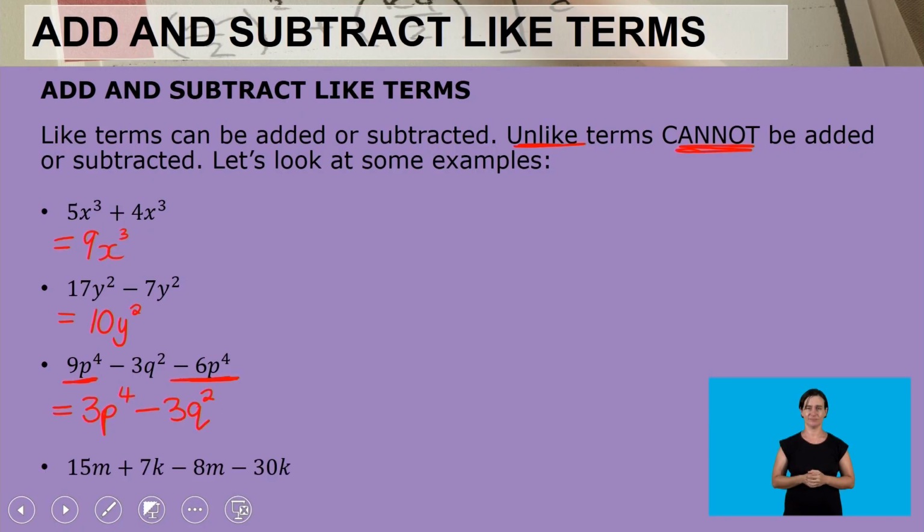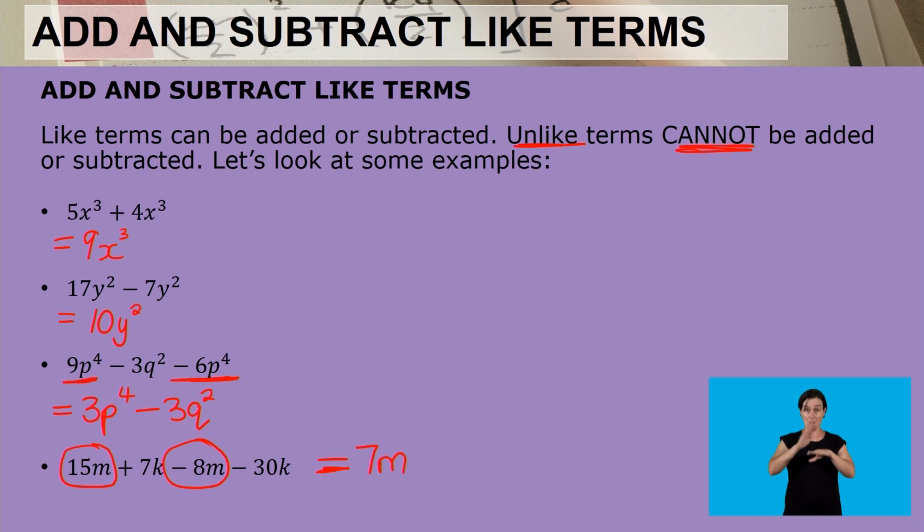Let's look at this last one here: 15m plus 7k minus 8m minus 30k. Now, are there like terms? Yes, there are. We have a 15m and a minus 8m, so we are going to subtract those two. 15 minus 8, of course, we know is going to give us 7m.